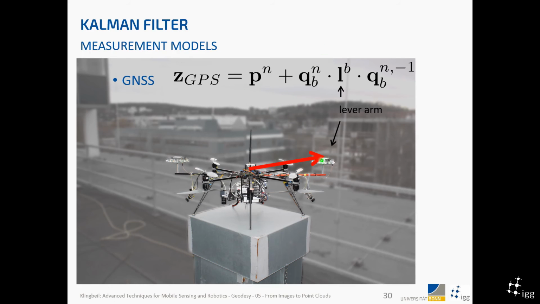Here the observation model was the measurement of the GNSS, which measures the current state of the drone, the current position of the drone, corrected by some lever arm, which is the vector here, because the GNSS antenna was not exactly in the middle of the drone, which was considered the reference point for the position of the drone, right? So this lever arm needed to be considered, and of course the current orientation of the system plays a role, too.